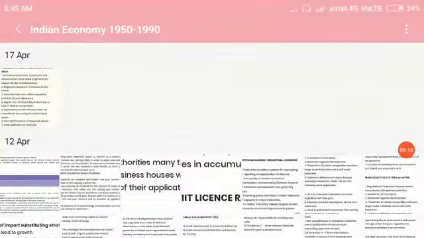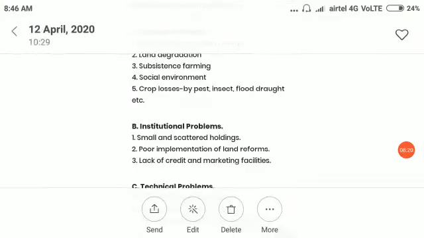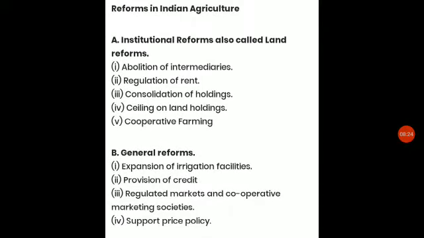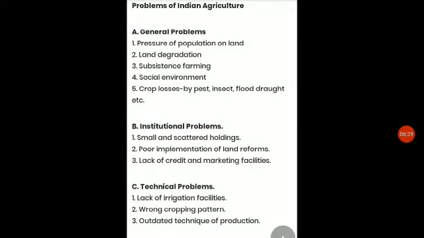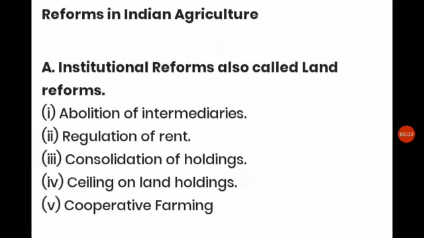Reforms in the agricultural sector. When we come to the reforms in the agricultural sector, it basically refers to two forms of reforms, the general reforms and the institutional reforms. Now let us deal with the institutional reforms. The institutional reforms are popularly known as the land reforms.